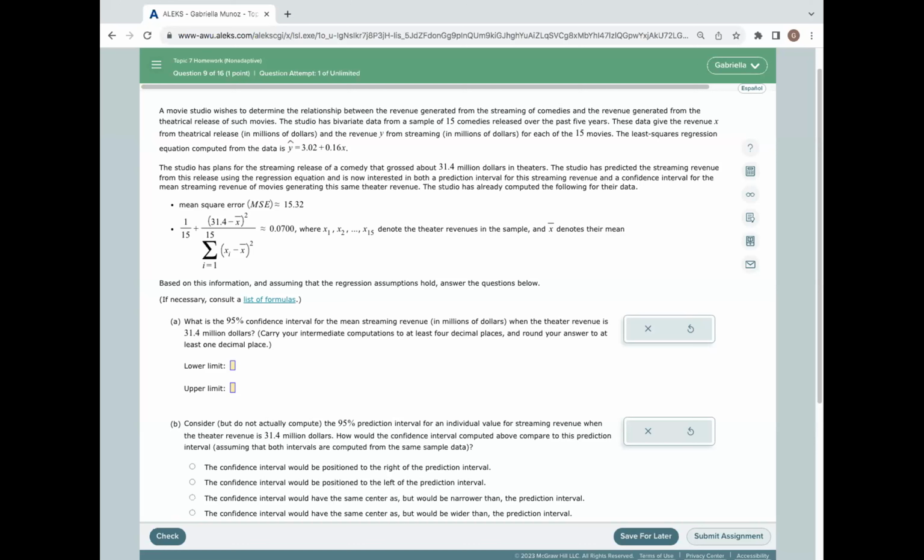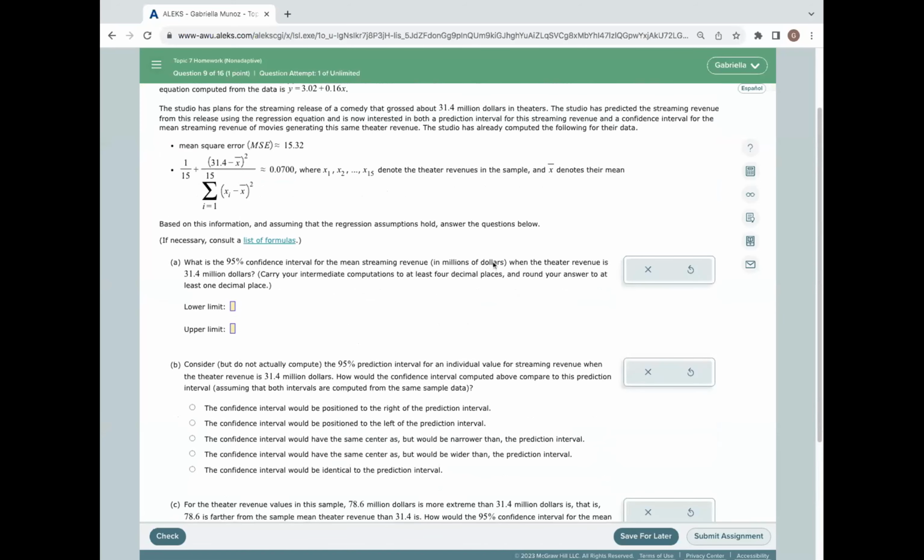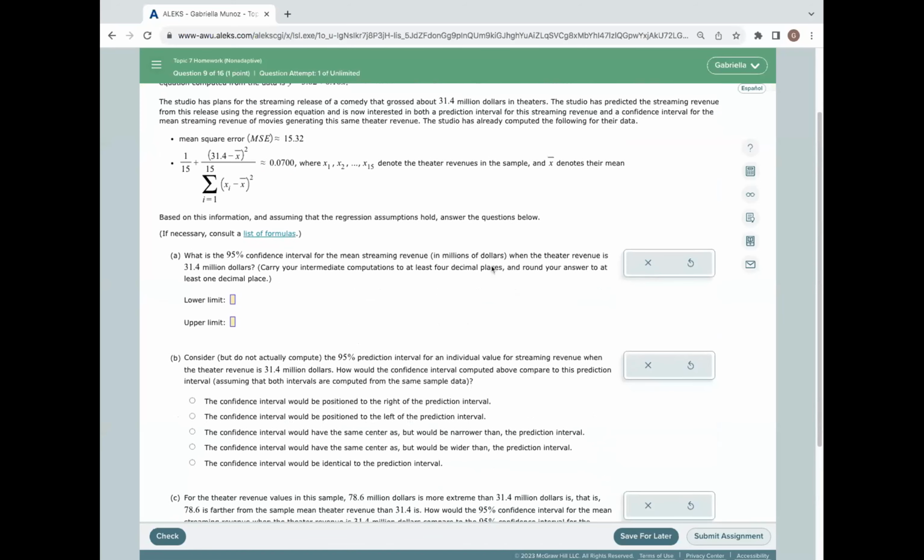Was it degrees of freedom N minus 2 in that previous one? I think it was. Yes, N minus 2. It was 14. Could you scroll down for part B? All right, let's see. Okay, let me share my screen.